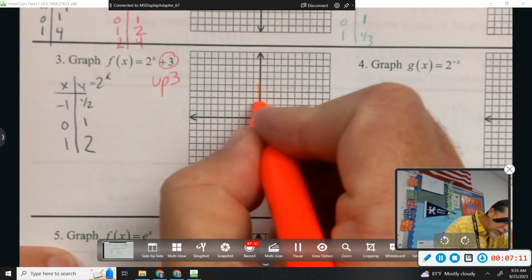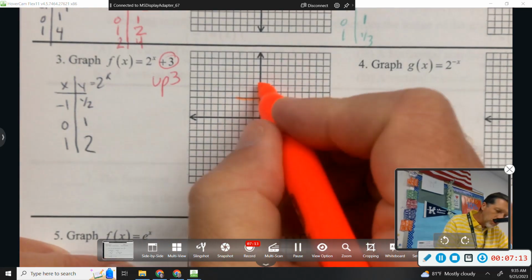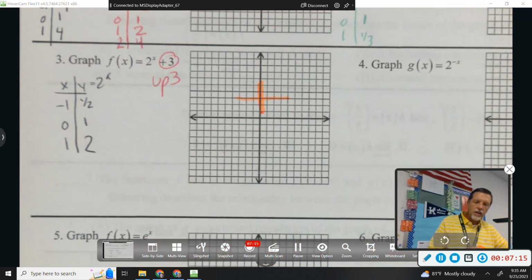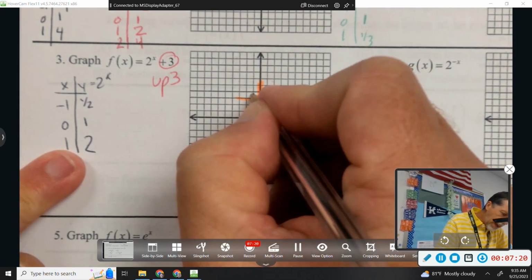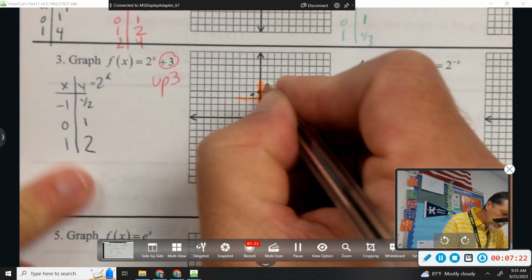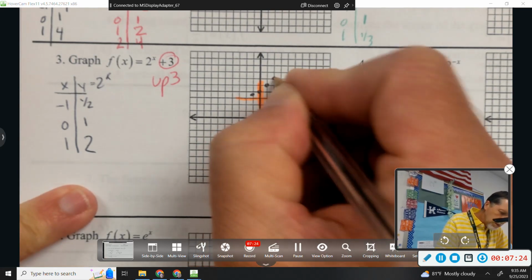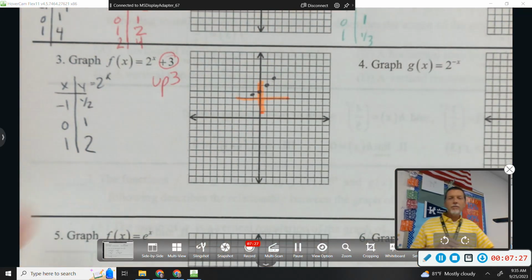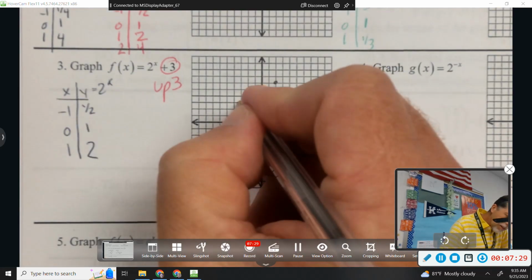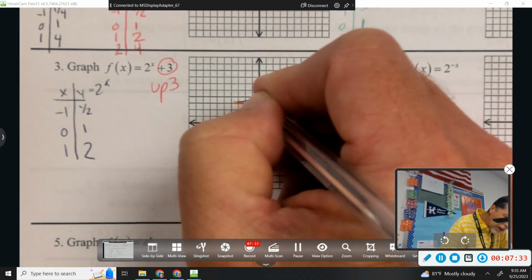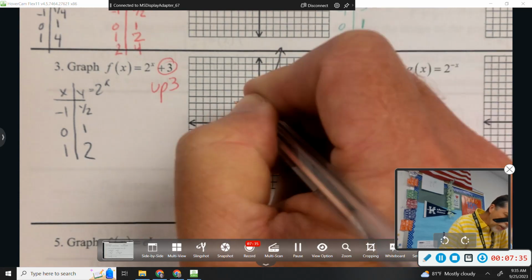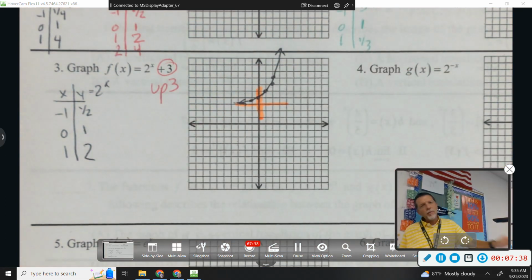Let me just make my new origin at up 3 and go from there. So negative 1, 1/2; 0, 1; 1, 2; 2, 4; 3, 8; 4, 16 if you really want to go for it. Oops, 2, 4, not 2, 3. 3 is enough. I'm doing more than 3 because we're still learning, or I want to make sure my curve looks good, but 3 is enough.